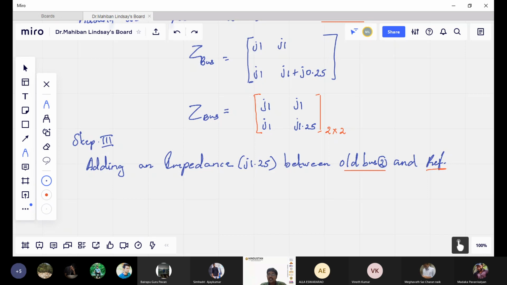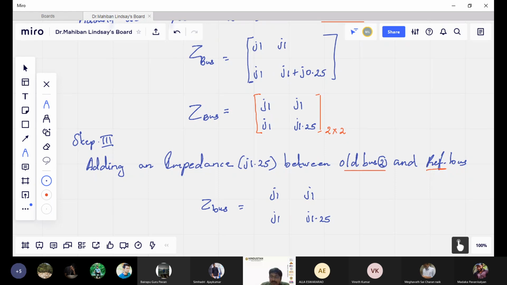Listen, the type 3 modification is the old bus and the reference bus, right? Therefore, I can write it as old bus and the reference bus. Now, we have to write as it is whatever the previous bus was, that is equal to J1 here, J1 here, and again J1, and here again J1.25. So this is the existing thing, right? And now we have to add this 1.25.